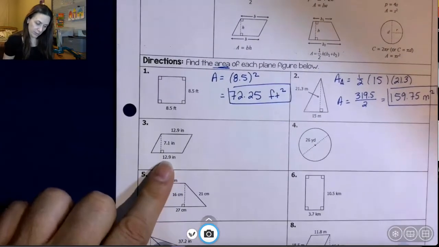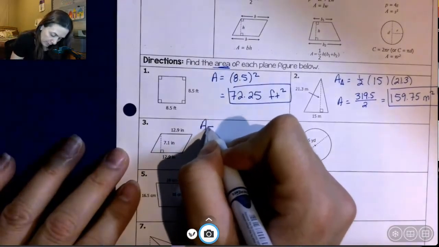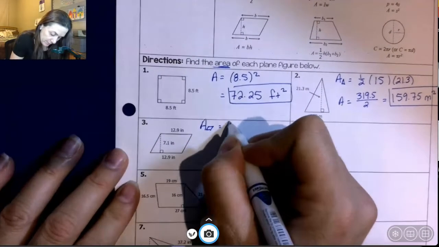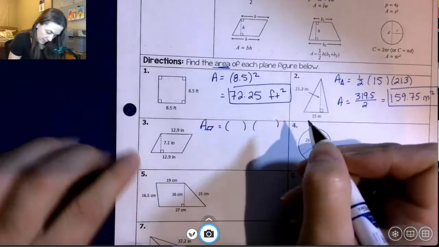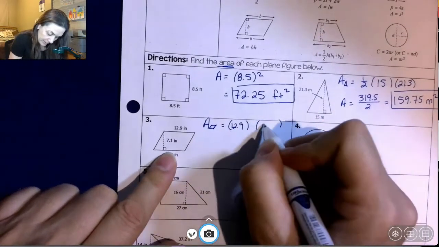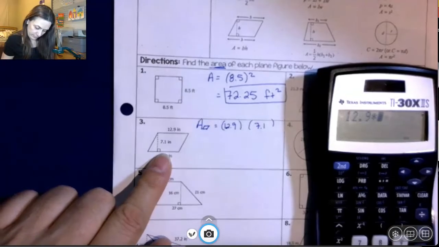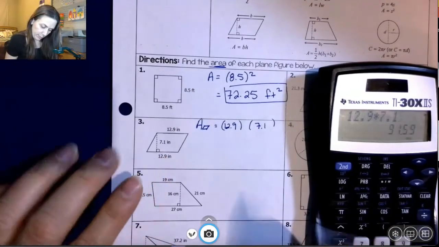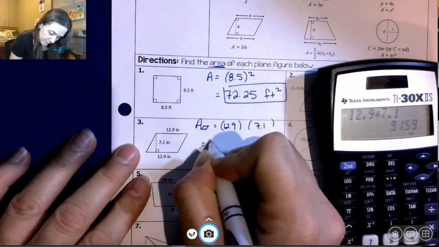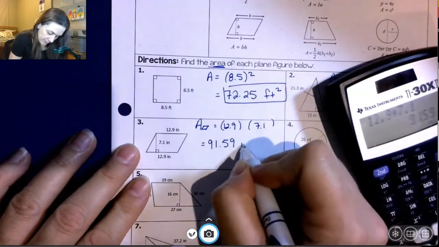Again, pause, do these on your own, come back. This one happens to be a parallelogram. Area of a parallelogram happens to be base times height. Well, the base is 12.9. Height is 7.1. We end up with 91.59 inches squared.